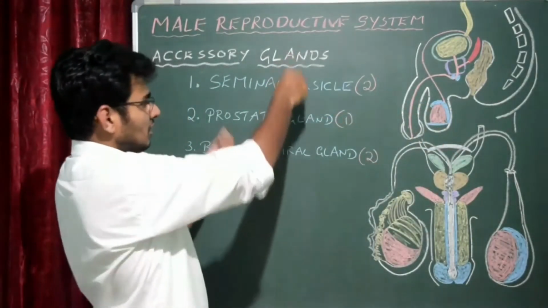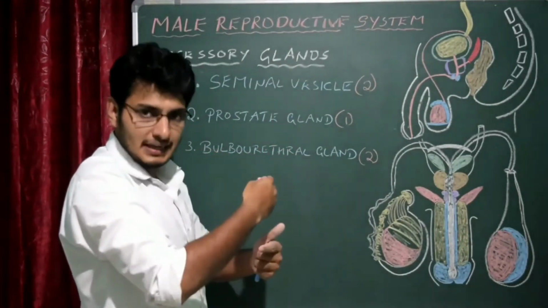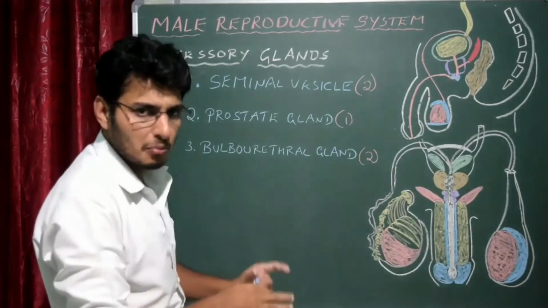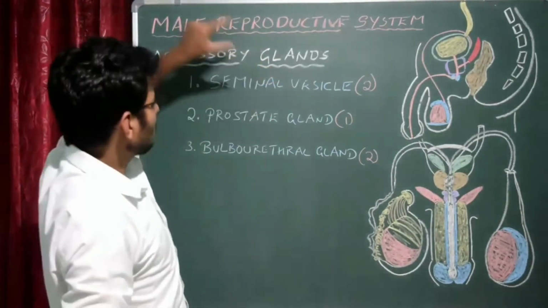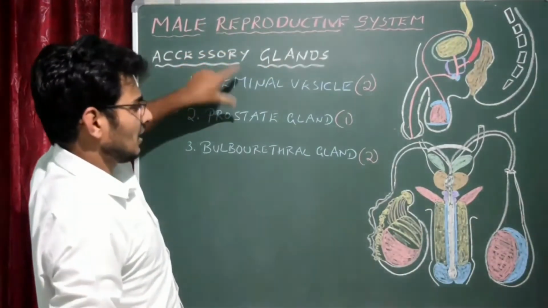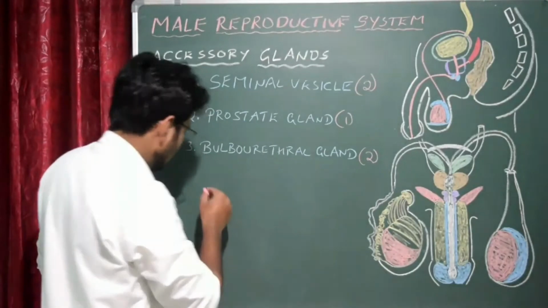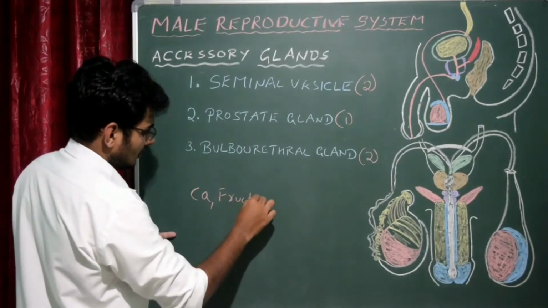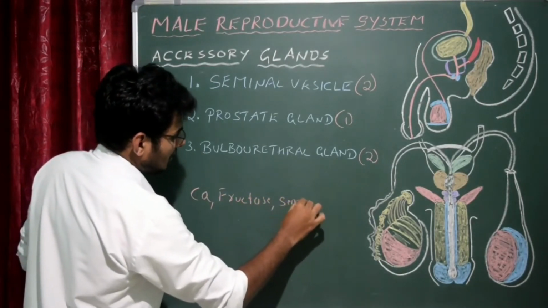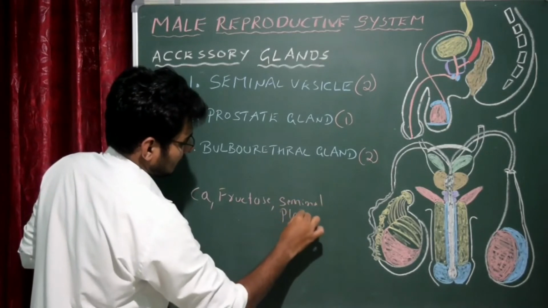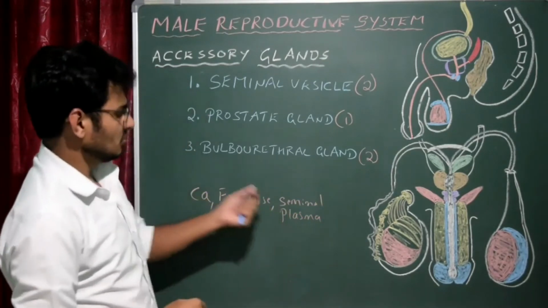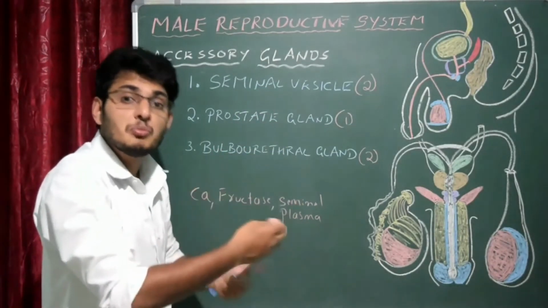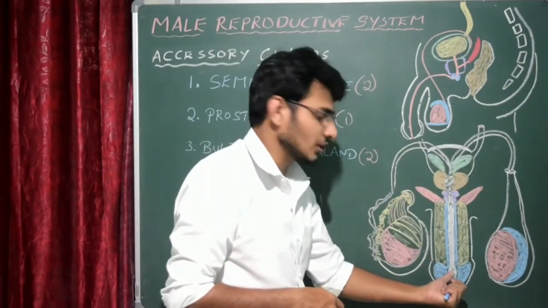Now the function. When I discuss this in the NEET class, I'll give you a detailed explanation. I'm talking only for the board examination, so this is the board syllabus, and we'll restrict it. The seminal vesicle and prostate gland have special functions. They secrete calcium, they also secrete fructose, and they also secrete seminal plasma, a liquid. These three things are secreted by the seminal vesicle and prostate gland, which help to nourish the sperms on their way into the urethral meatus.